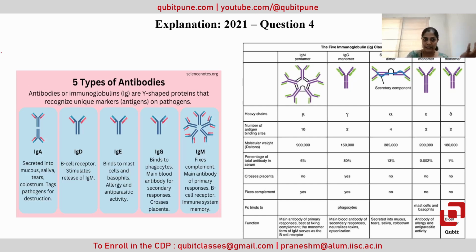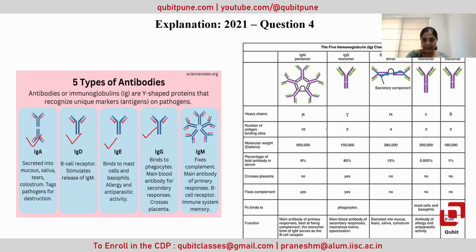Five types of antibodies are there, in different shapes. IgA is secreted into mucus, saliva, and tears, and is usually associated with pathogen destruction. IgD is a B cell receptor and stimulates release of IgM type of antibodies. IgE binds to mast cells and basophils, sorry, that is a characteristic of IgE type of antibody, not IgD. It is associated with allergic or antiparasitic responses. IgG binds to phagocytes and is the main blood antibody.